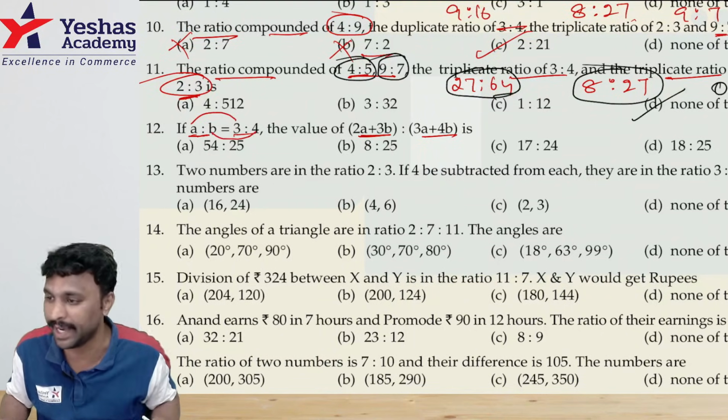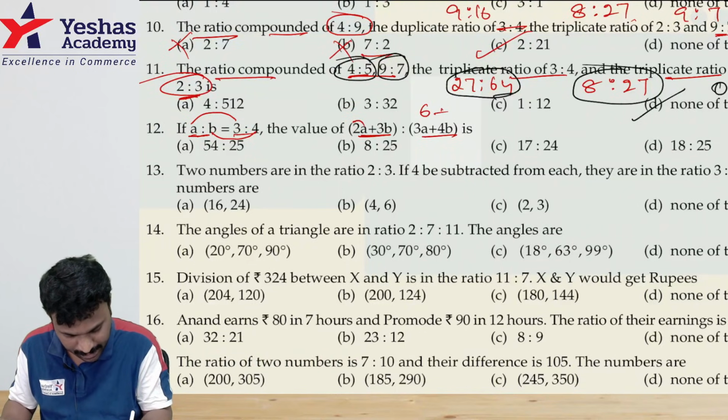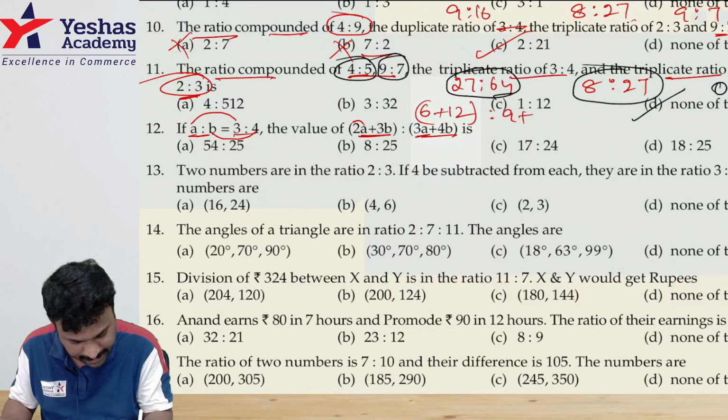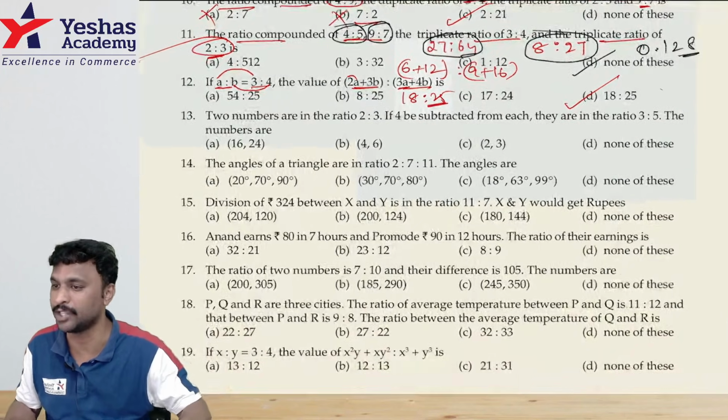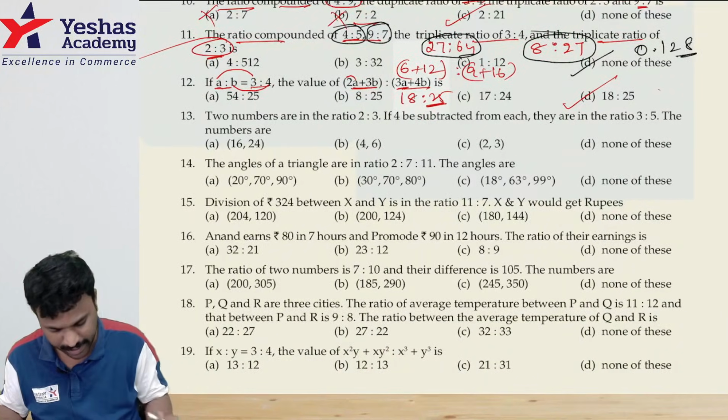B as 4 only, right? So 2 3s are 6, 3 4s are 12, right? And then 3 3s are 9 plus 4 4s are 16. So what is the result of this? It is 18:25. Option D is the right answer. Have you understood? Right? Moving on to the next question.